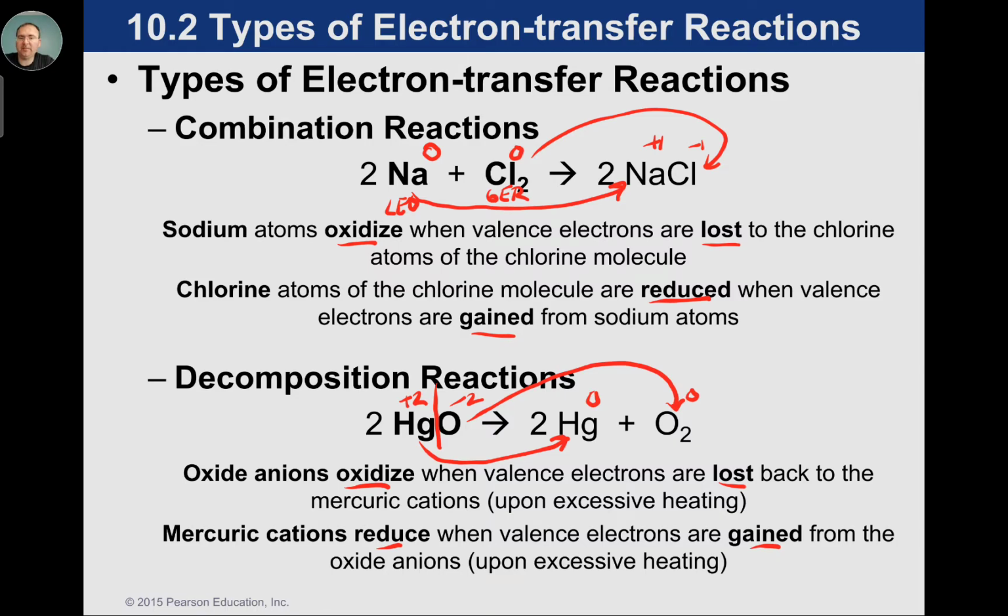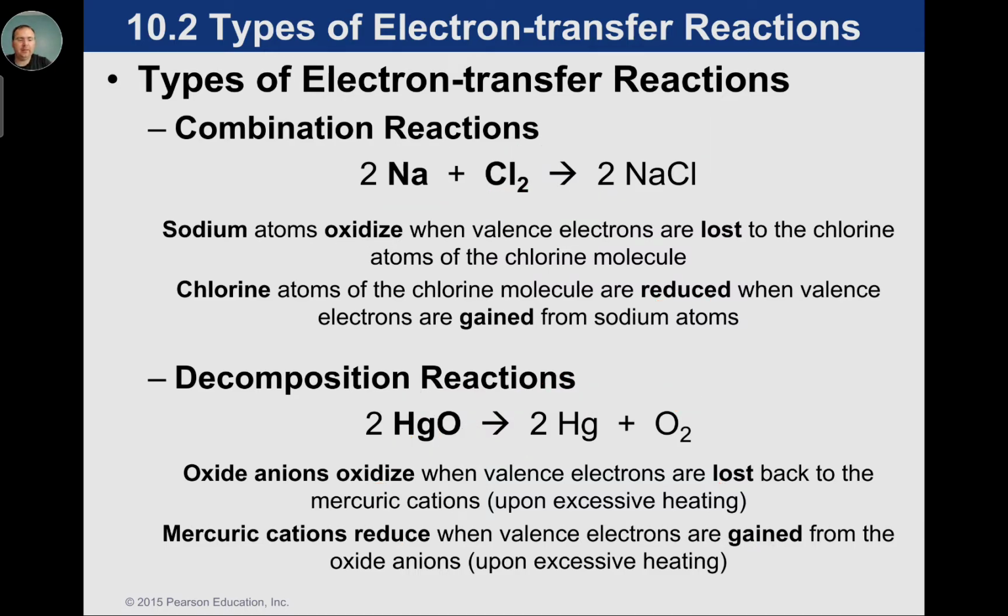The only reason this happens is because there's a lot of heat. There's a lot of motivation to give those ions that are in their noble gas state back. So if you're oxidized, that's a loss of electrons, that's a Leo. And then mercury here is the GER. So you have to have both. You can't have one without the other. You have to have a loser and a gainer in electrochem.